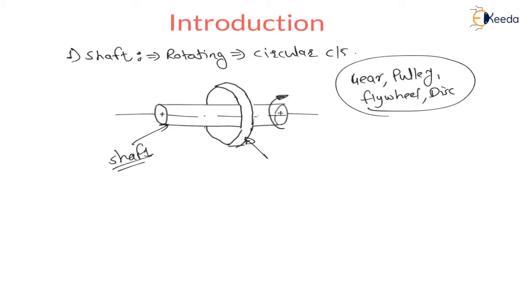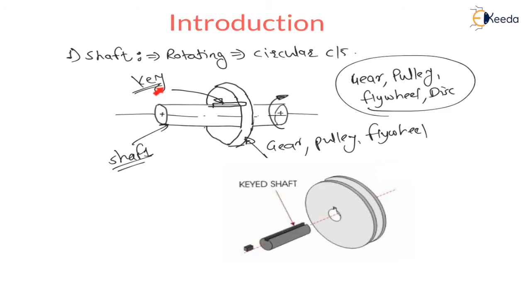This may be a gear or a pulley or a flywheel or a disc, which is also rotating along with shaft. Now this flywheel or gear or pulley is rotating with shaft, but to connect this flywheel with shaft we are using keys like this. We are using a key between them. Let us see the assembly. So we can say key is used to connect shaft with another element which is rotating with shaft. It may be a gear, pulley or flywheel.